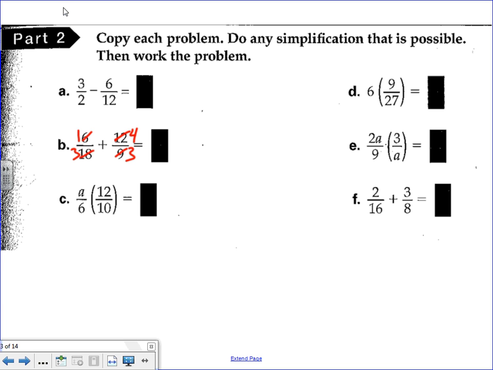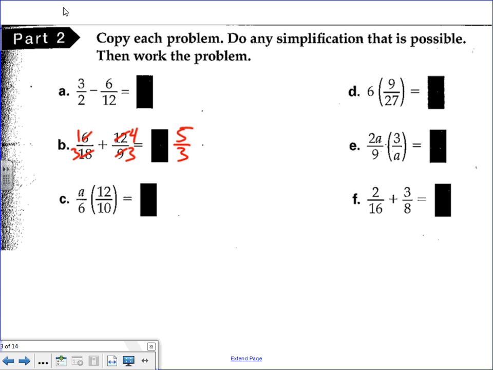Okay, now I can add these fractions together because when I simplified them, I got common denominators. So add the tops. 1 plus 4 is 5. And remember, when we add or subtract fractions, the denominator has to be the same and it will stay the same. So we get 5/3 for our answer for letter B.